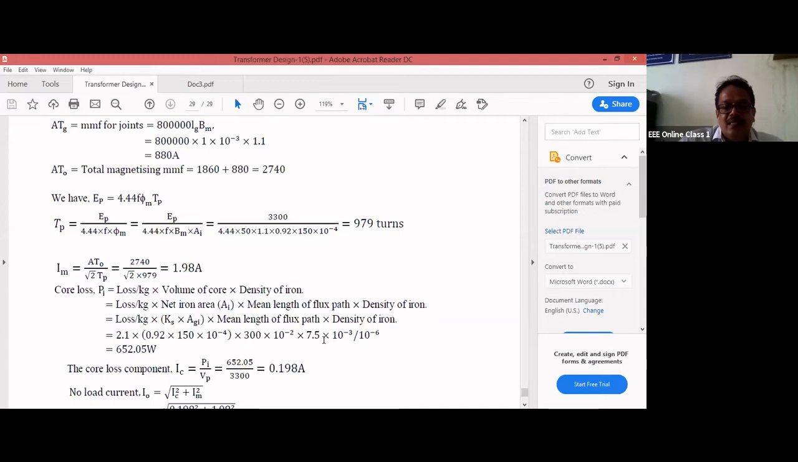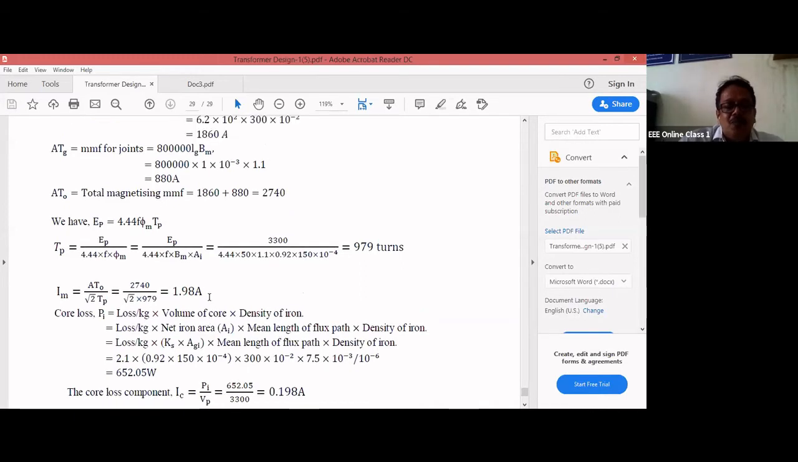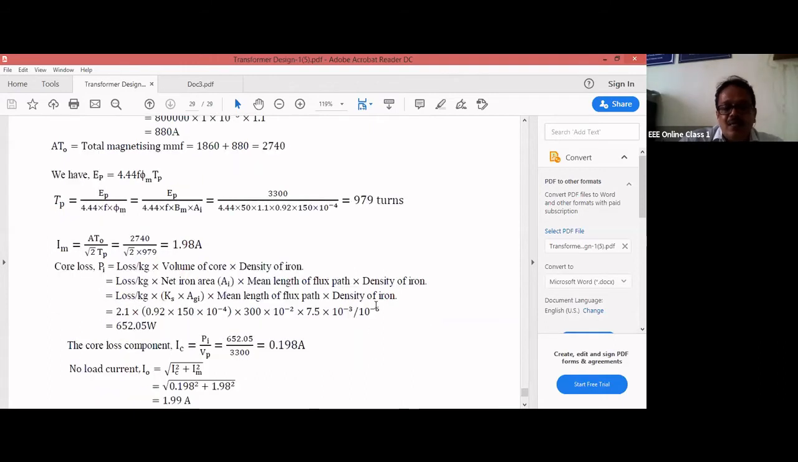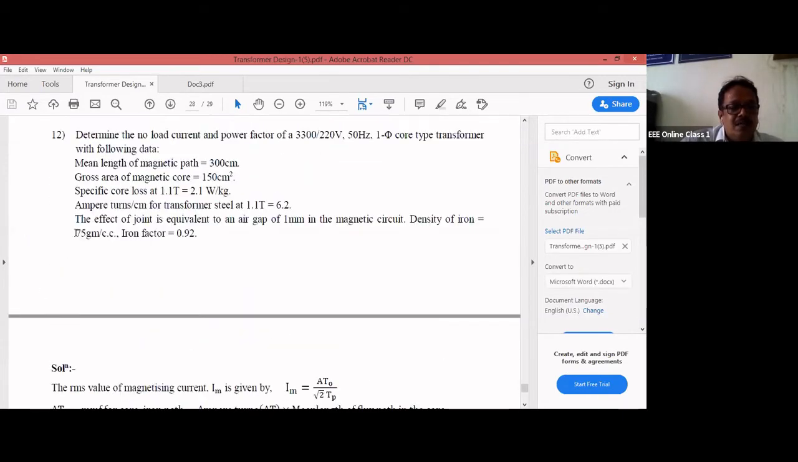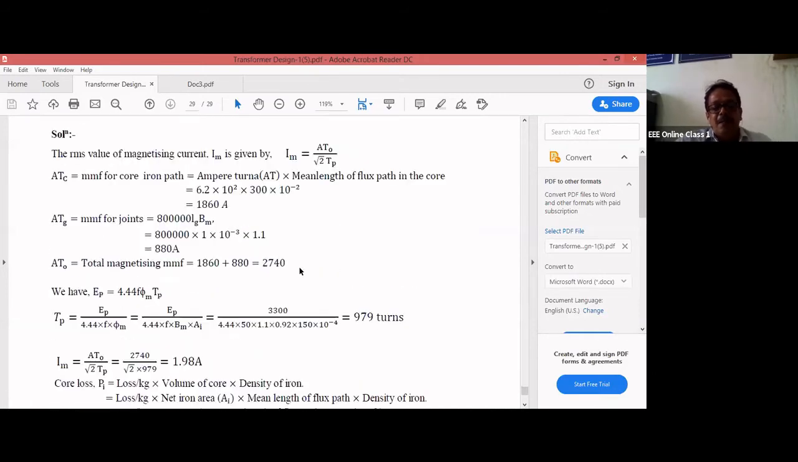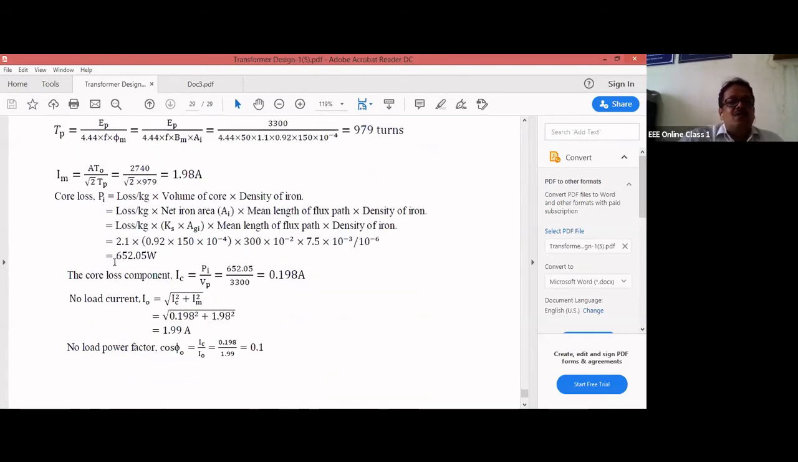So I converted gram into kg. It is 7.5 divided by cubic centimeter, and cubic centimeter converted into meter is 10 power minus 6. Then you solve this one. If you solve this, what you get is 652.05 watts. I'll change the 7.5 here while giving the notes. So the core loss now is 652.05 watts.